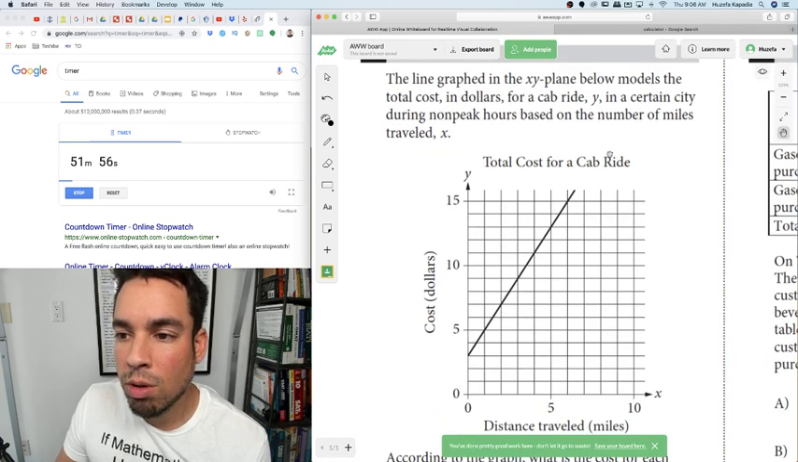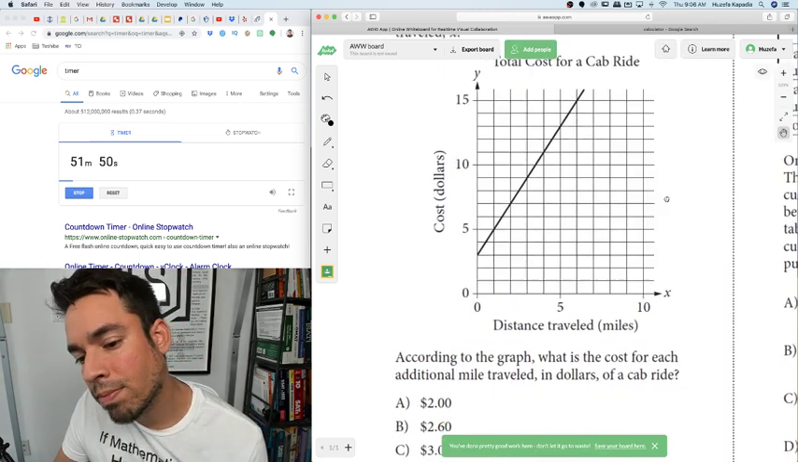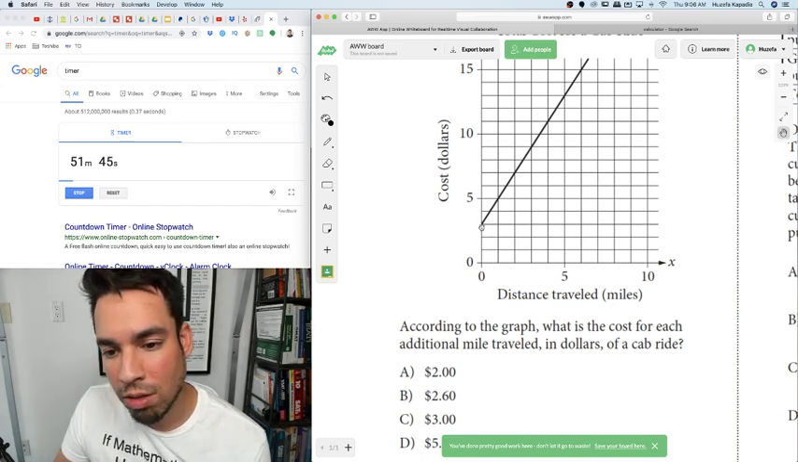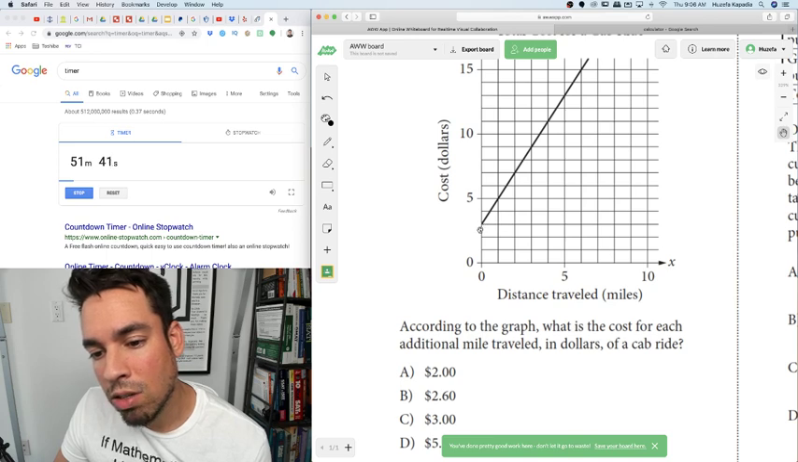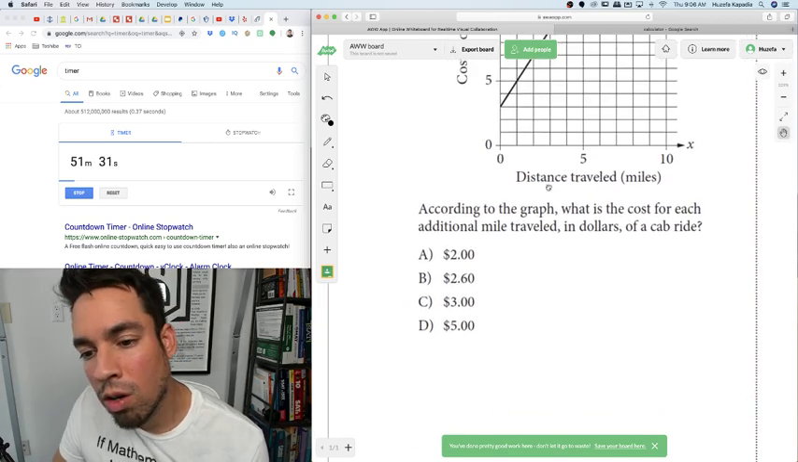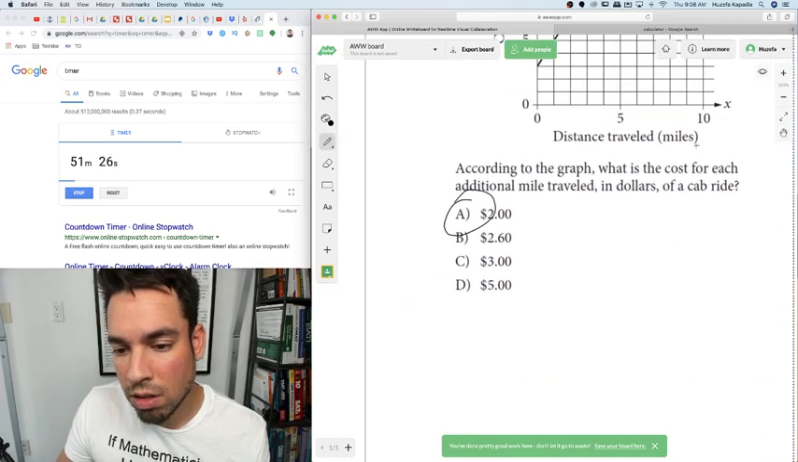The line graphed in the xy plane below models the total cost in dollars, y, for a cab ride in a certain city during non-peak hours based on the number of miles traveled. Okay, so distance traveled is cost. So no matter what, you're paying $3, it looks like. Then for every mile, you're paying $2, right? $3, then 1 mile, you're paying 5, then 2 miles, you're paying 7, 9, and so on. According to the graph, what is the cost for each additional mile? It's $2. We just already said that. Okay, next.